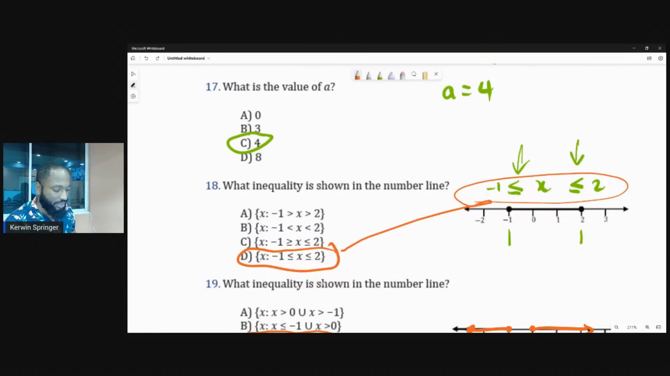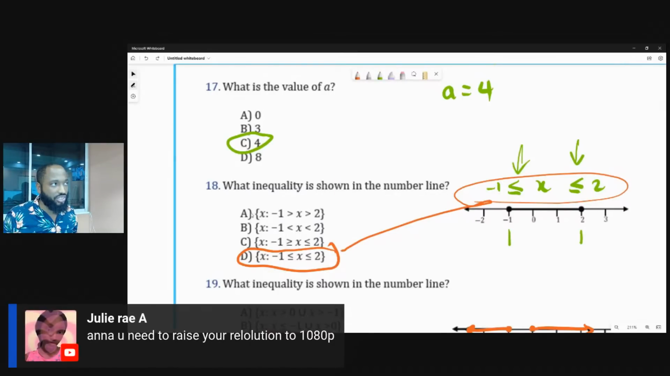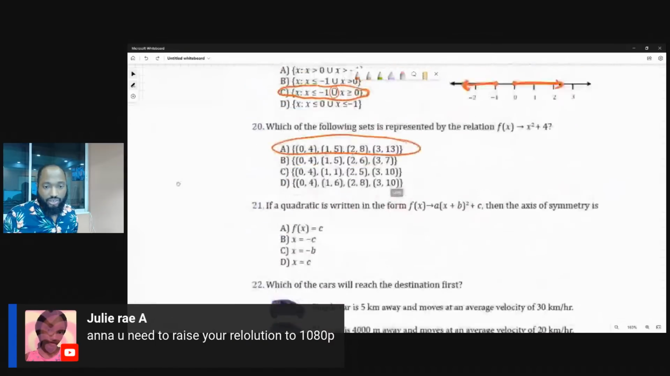So x is greater than -1, right? And x is less than 2. So when I explained it, it was correct. It's just that when I came to circling the answer, I made a mistake. So I should have circled D, right? And I see some of you all said D earlier on. If you're seeing it blurry, you need to change your resolution.